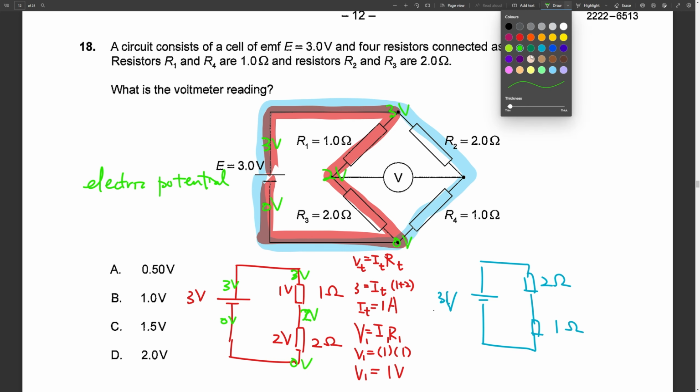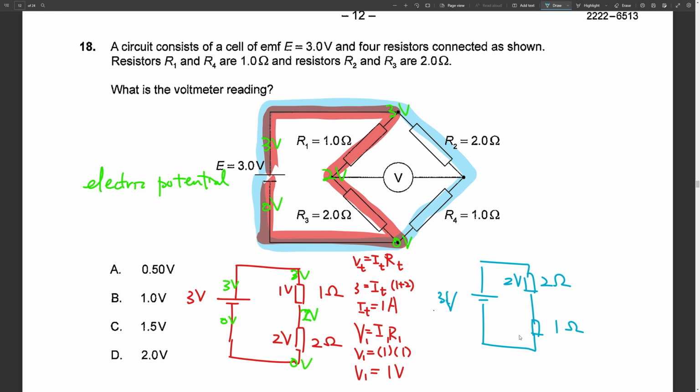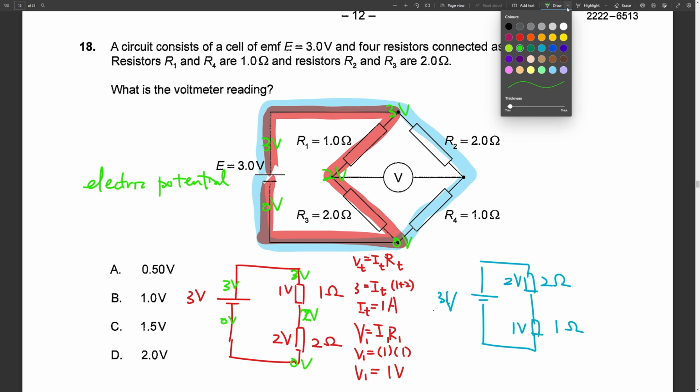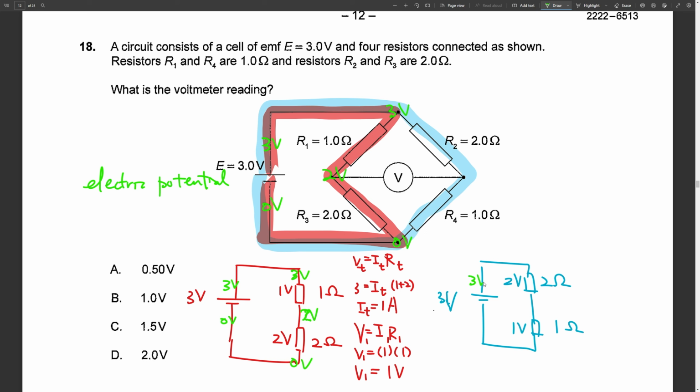And we shall do the same on the blue circuit. On the blue circuit, you will calculate it is 2 volts here and 1 volt here. For its potential, after a similar calculation, you will see it is 3 volts, 0 volts, 3 volts, 0 volts, and here it is 1 volt, because from 3 down to 1, it should drop by 2. So it is 1 volt here.